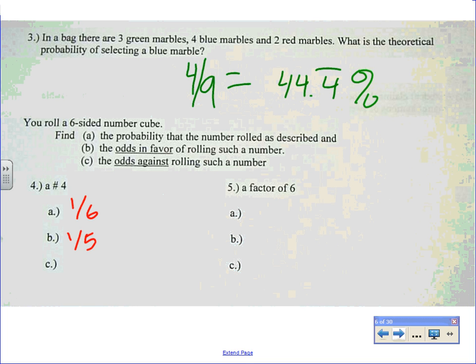Good. 5B, Josh. What did you have for your factors of 6? Okay. So that's right. What are the odds in favor of getting such a number? So how many factors of 6 are there over, do you know what I mean? Good. So 4 over 2, which reduces to 2 over 1. Okay, Skylar, part C. Good. 2 over 4, which reduces to 1/2.